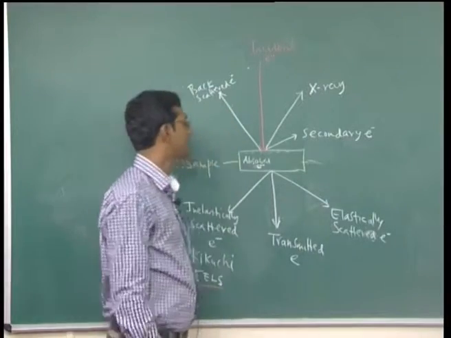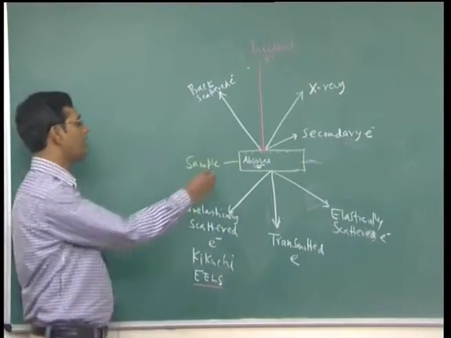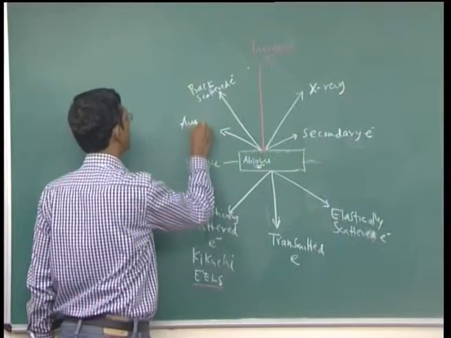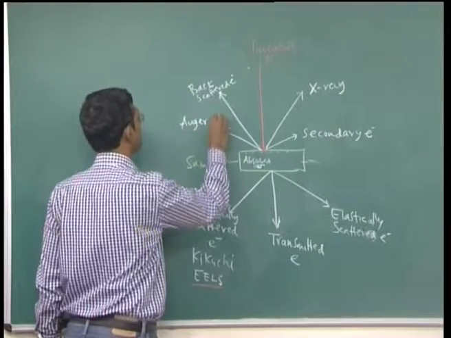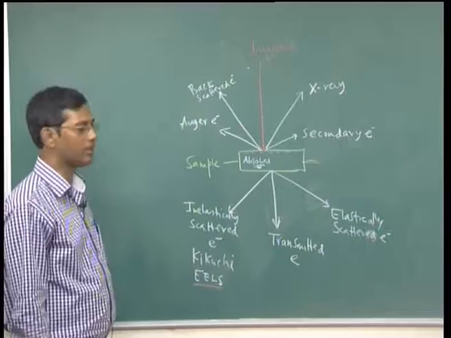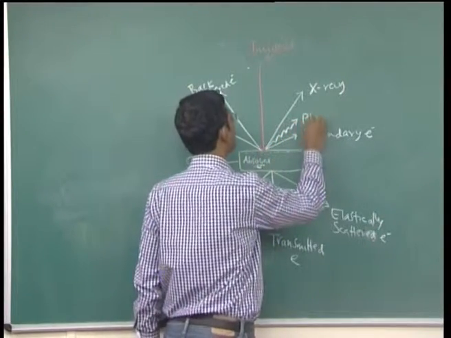In many cases it has been found that Auger electrons can also come out from the top surface of the samples. Some samples, like semiconductors, can even produce photoluminescence.